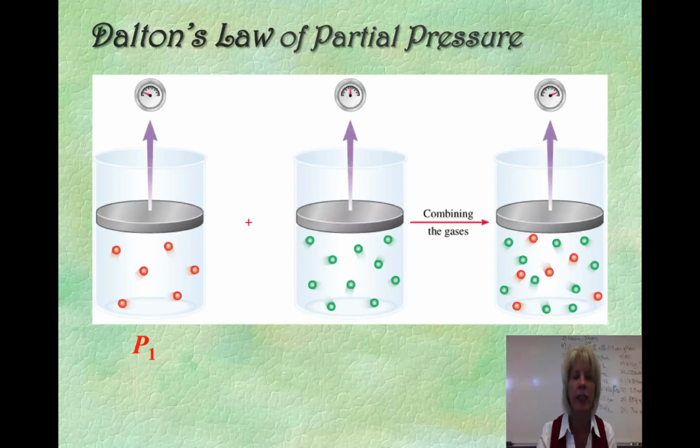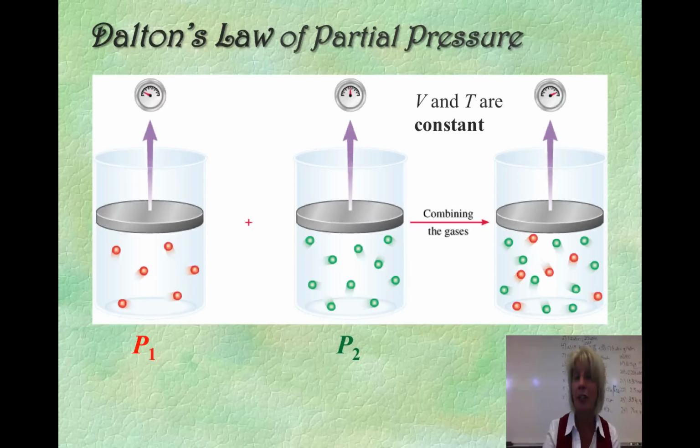So let's take a look at this diagram. We have some gases in the first container that has a certain amount of pressure. Now in the second container, there's a different gas exerting a different amount of pressure. When we combine them into the same volume container, do you see that? The volume and temperature are constant. The total pressure is equal to the sum of P1 plus P2.